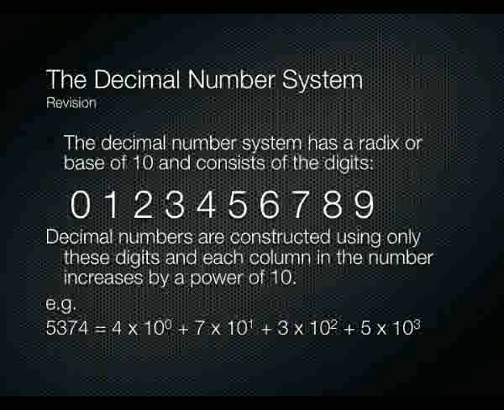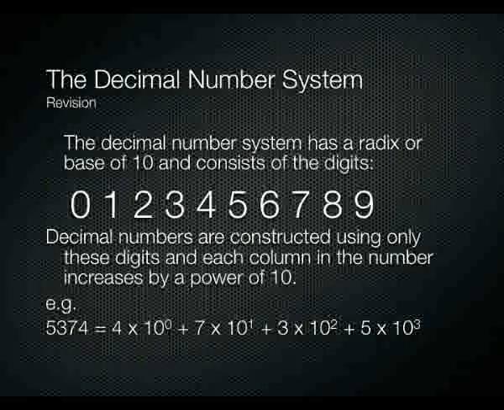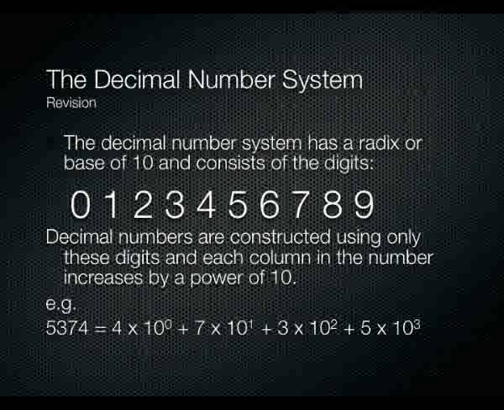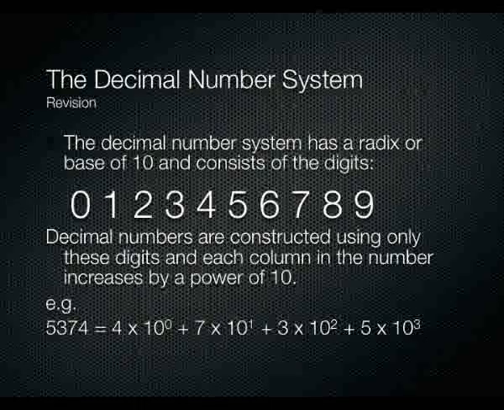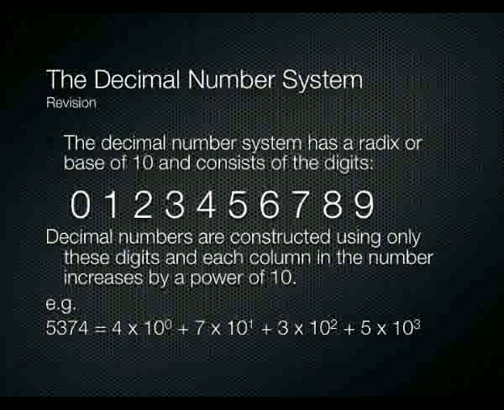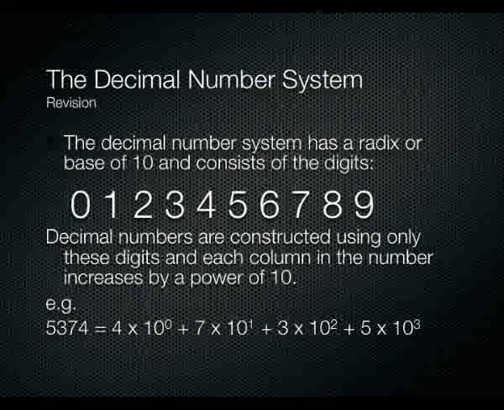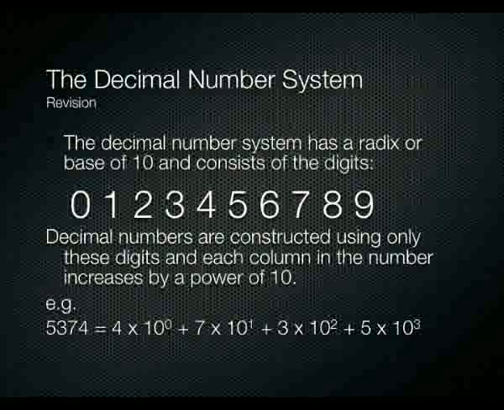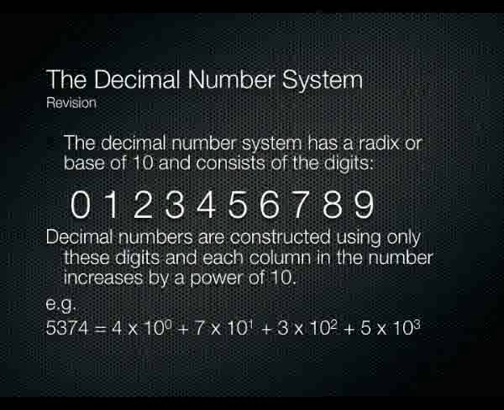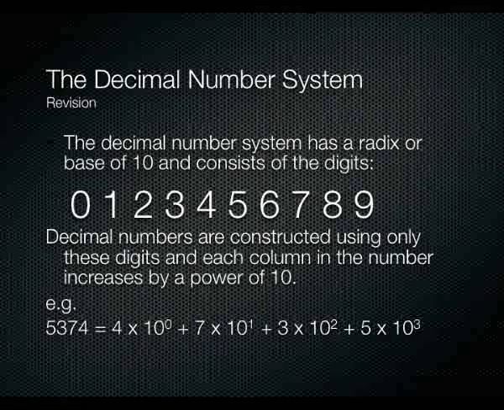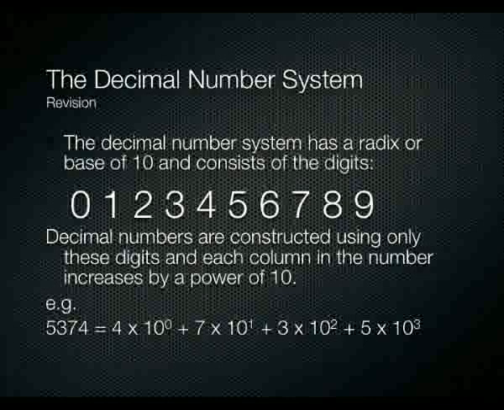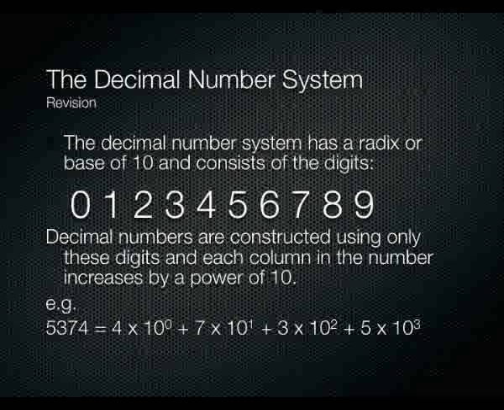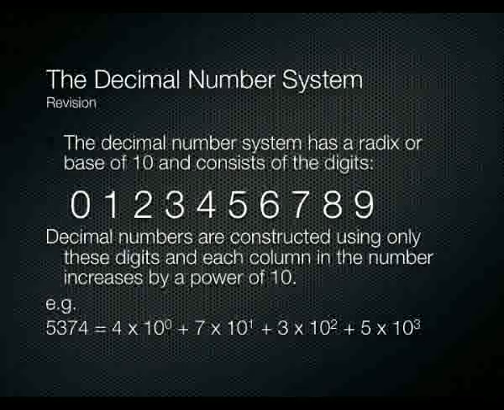So first of all, let's cover a numbering system that you're very much familiar with, the decimal numbering system. The decimal numbering system has a radix or base of 10, which effectively means that we have 10 fundamental digits or 10 discrete levels inside our numbering system. These discrete levels are 0, 1, 2, 3, 4, 5, 6, 7, 8, and 9. We can construct any decimal number using only these 10 digits.